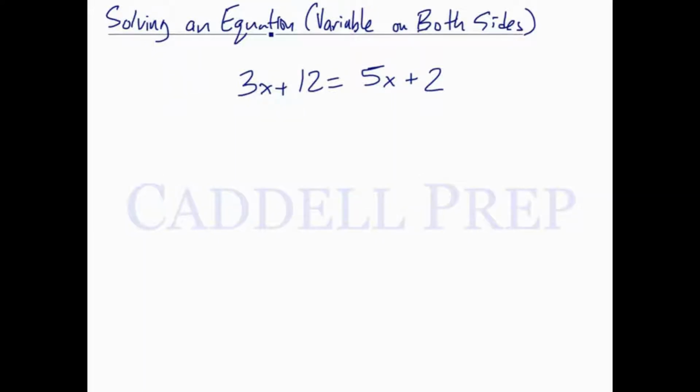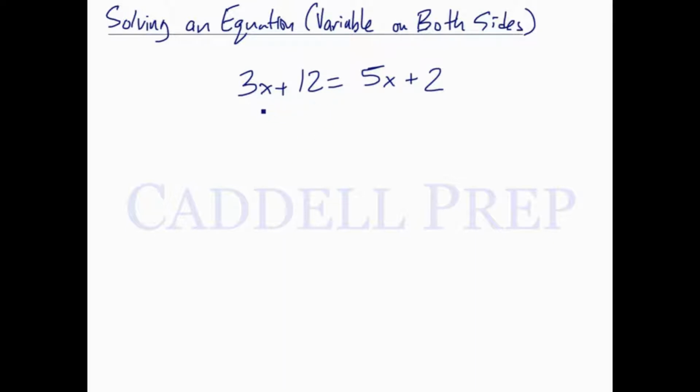Alright, let's go over solving an equation with a variable on both sides. So in this example, we have 3x plus 12 equals 5x plus 2. We're going to use our same methods for solving this equation, but there's something that makes us a little bit different, is that we have an x on both sides. So my advice is that if you can, try and get all the x terms on one side first.